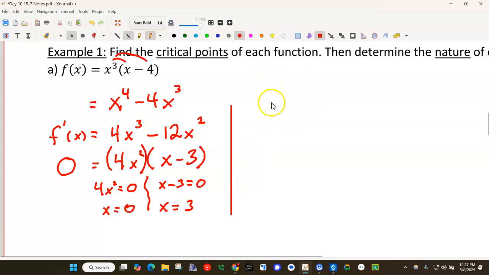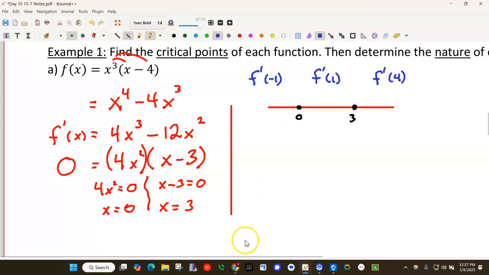All right, and now we can draw it out. So we have our critical values, 0 and 3. And what numbers do you want to pick? Some number between 0 and 3, so find f prime of 1. And something bigger than 3, let's say 4, and something smaller than 0, negative 1. We're just looking to see what the signs are for each one of these, right? If it's positive, that means it's increasing. If it's negative, it's decreasing.